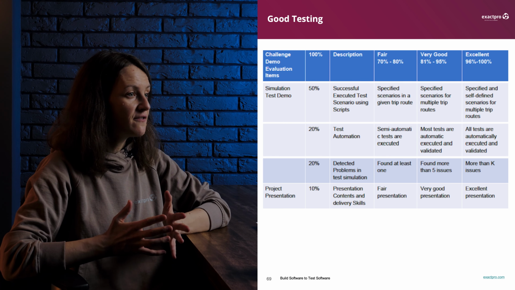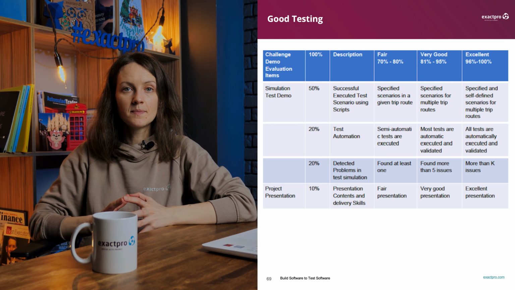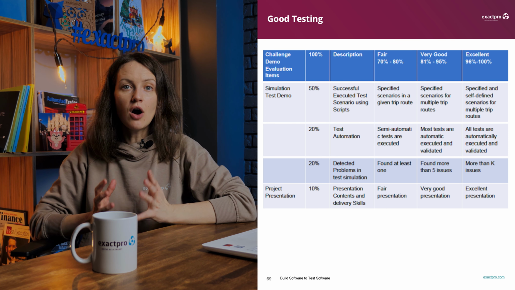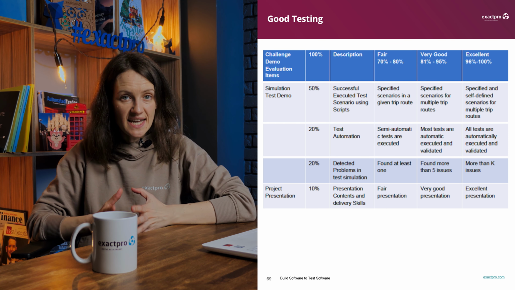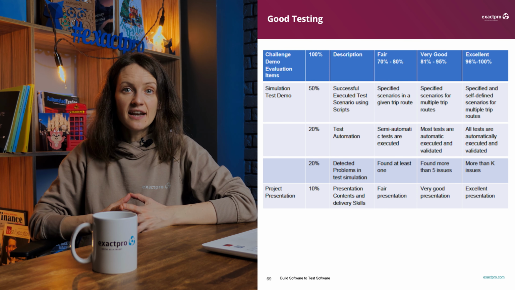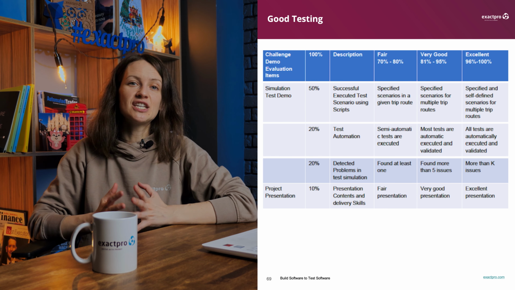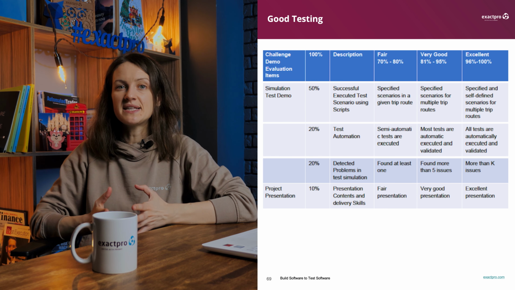If you tested it under various conditions and on different trip routes, that's even better. The second criterion is automation. If half of your tests are semi-automatic, then your grade is 70 to 80%. And if all tests are automatically executed and validated, then your grade jumps up to 96 to 100%.